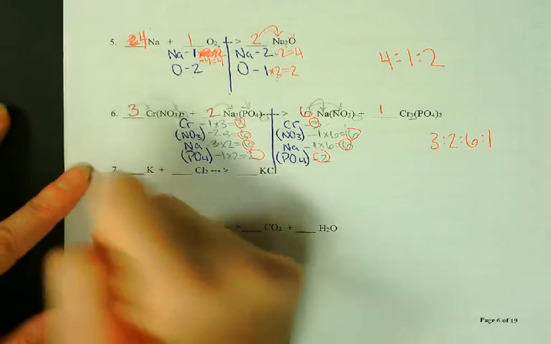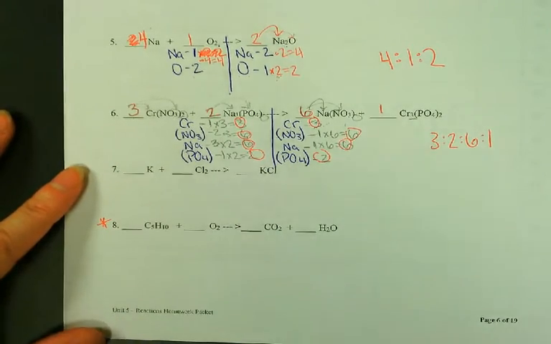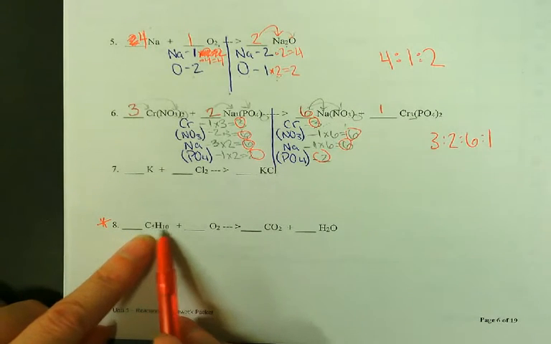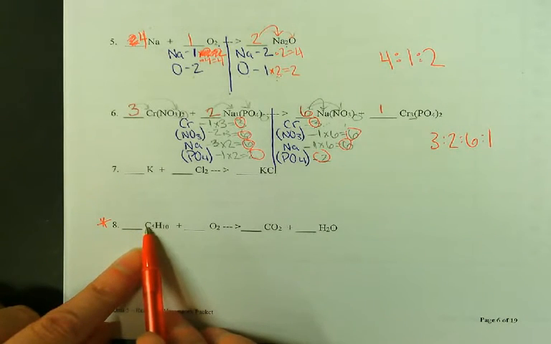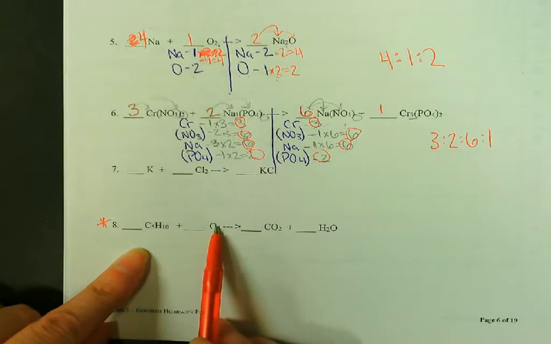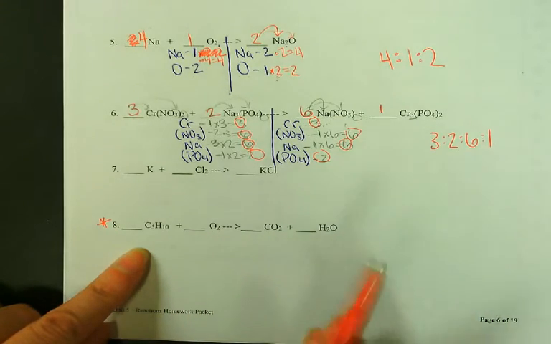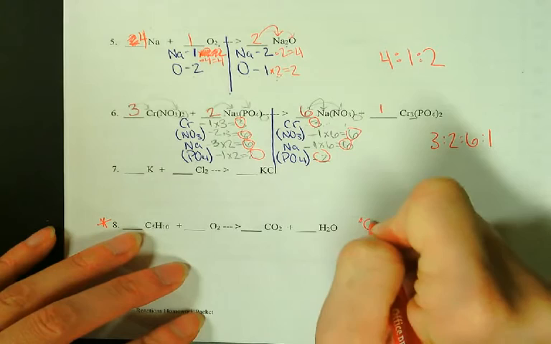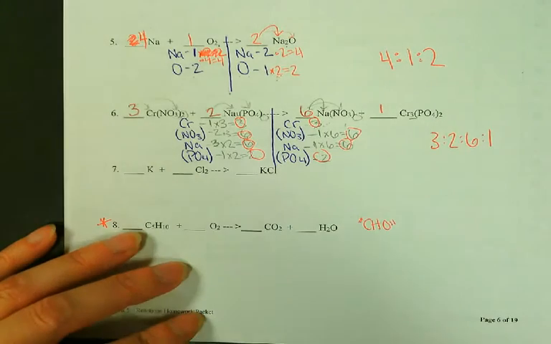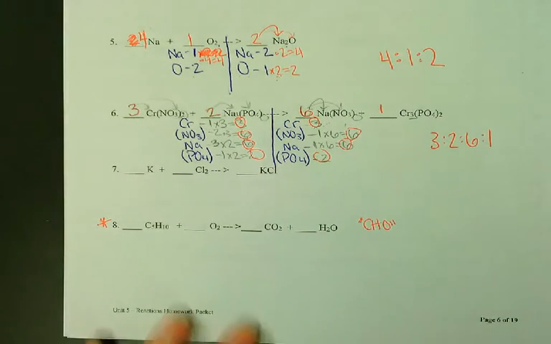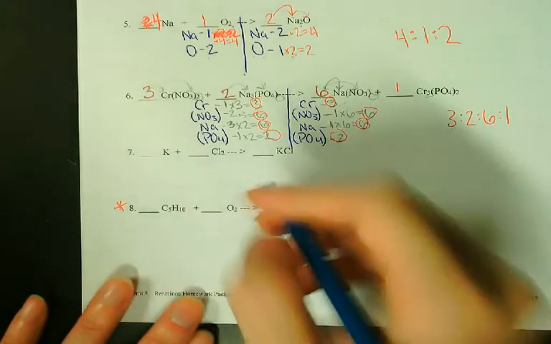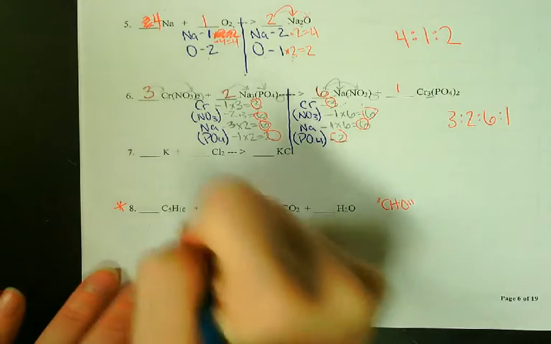Now, number 8. What kind of reaction is it? We've got a carbohydrate plus oxygen yields carbon dioxide and water. That is a CHO reaction, which means it's combustion. And combustion reactions get balanced just a little bit differently. Okay? So what I'm going to do is cut my problem in half and show my work.